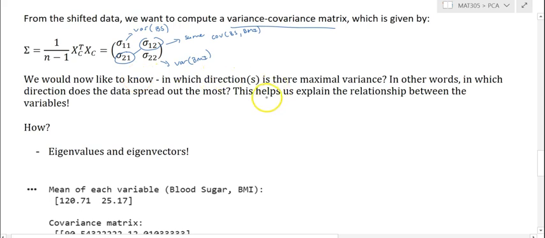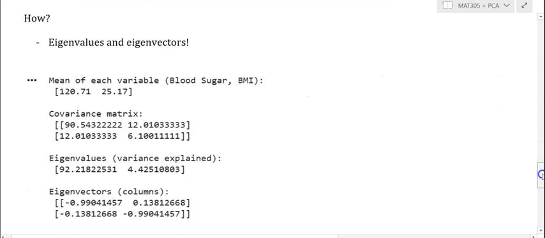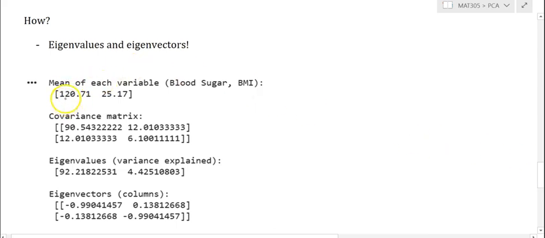So we would like to know in which direction is there maximal variance, all right? So eigenvalues and eigenvectors will help us with this. By the way, here is the mean. This is the mean blood sugar and the mean BMI. So we could say that on average, a person in this data set has 120.71 milligrams per deciliter of blood sugar, and a body mass index of 25.17 kilograms per meter squared.